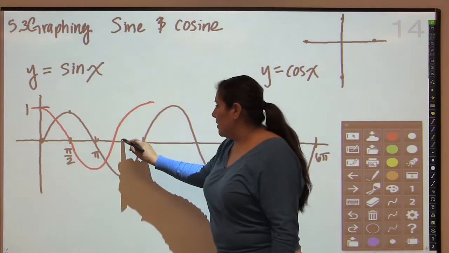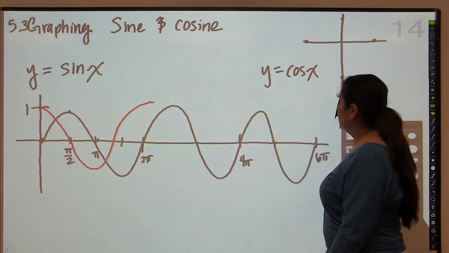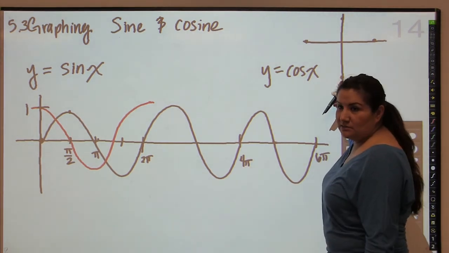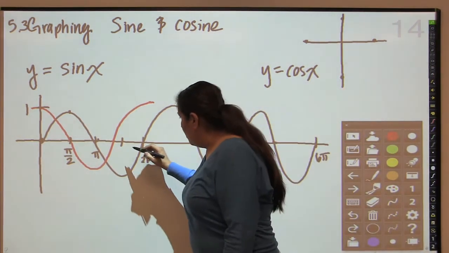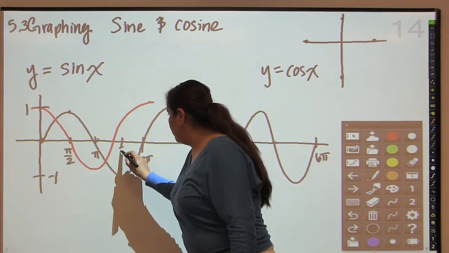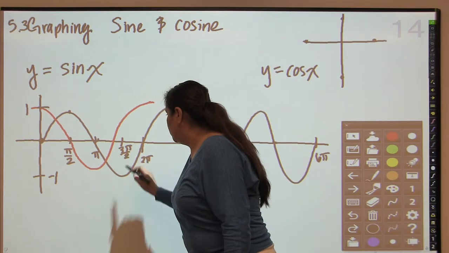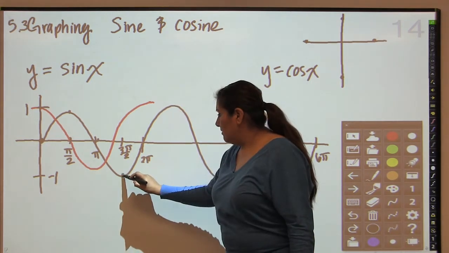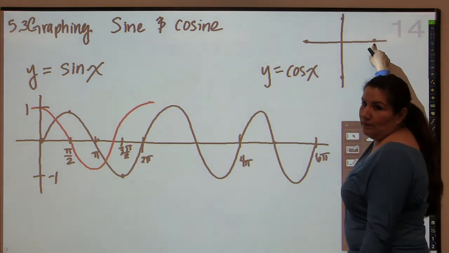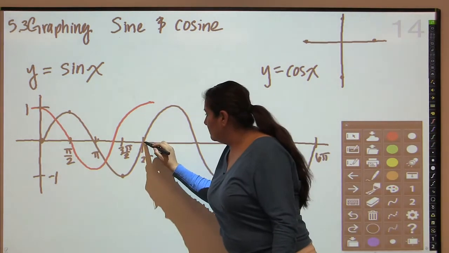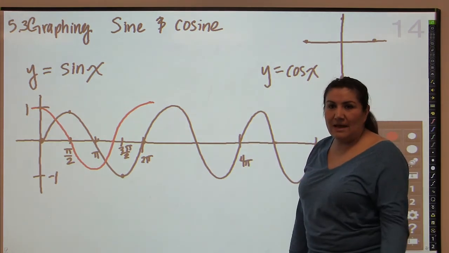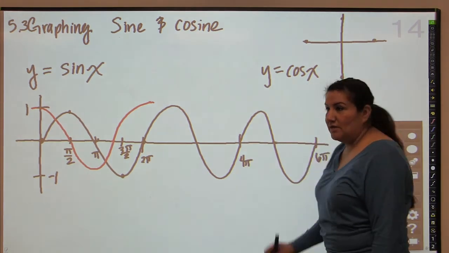And then the next one is going to be 3 pi over 2. And the y coordinate there is -1. So at 3 pi over 2, you're over here. That's -1 at 3 pi over 2. So that's that guy right here. And then lastly, you're back at 2 pi, and you're back at 0 again. So 2 pi, 0. And then it happens all over again. You can keep going.